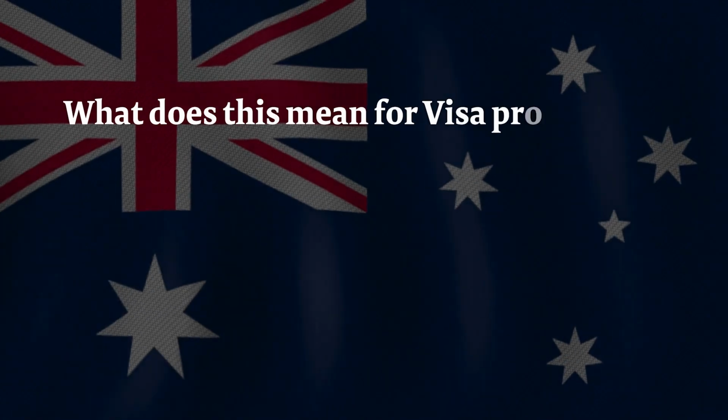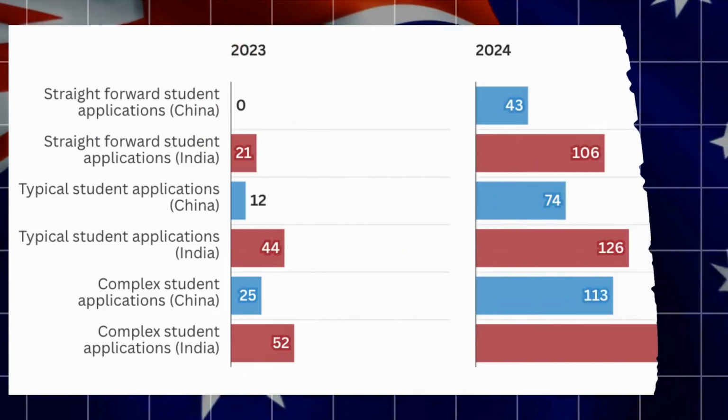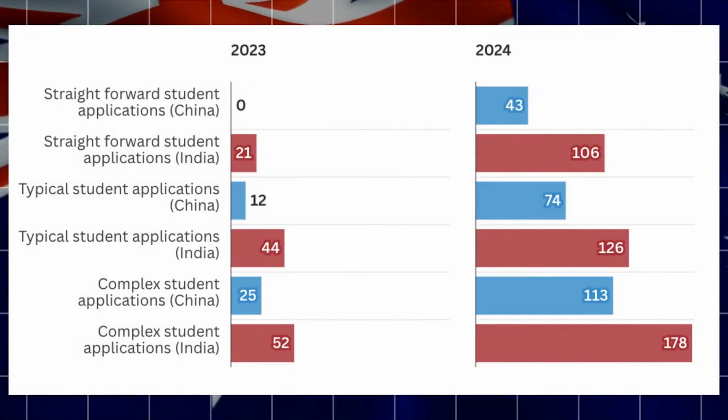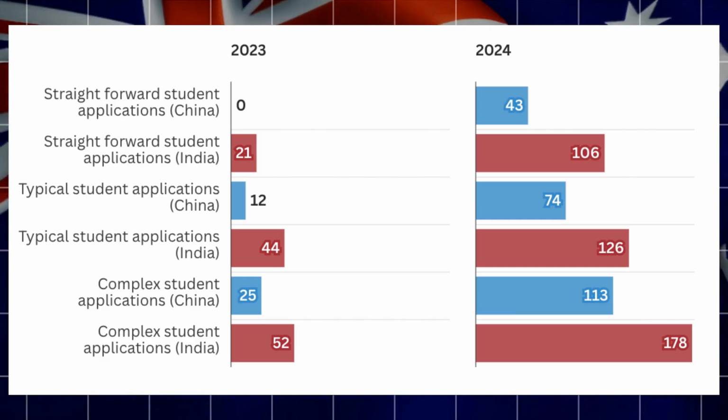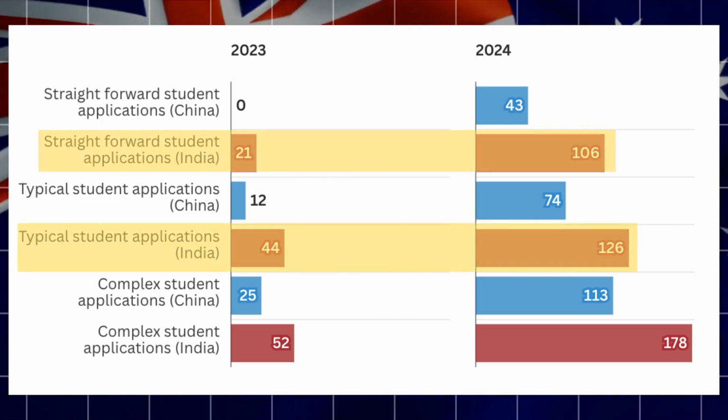What does this mean for visa processing? Delays. If we compare visa processing times between April and July in 2023 and 2024, Indian student visas took much longer to process than those of Chinese students. Australia has made it clear. It values the large number of applications from countries like India and China. But it's also ramping up scrutiny, especially for applications flagged as higher risk, that is, those from India.